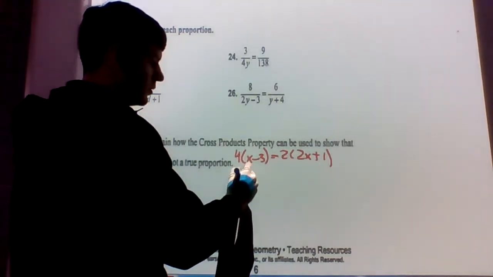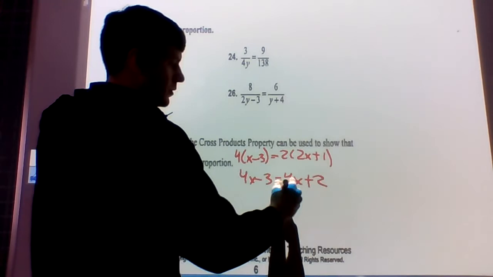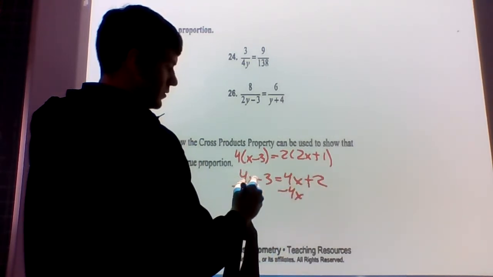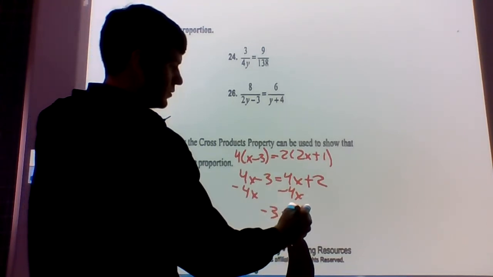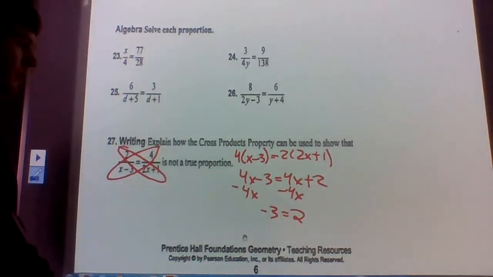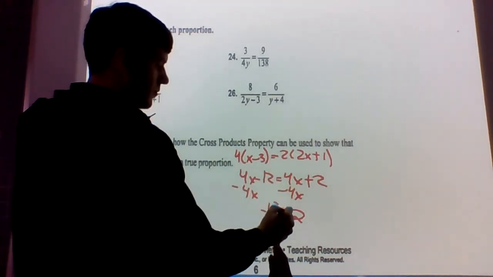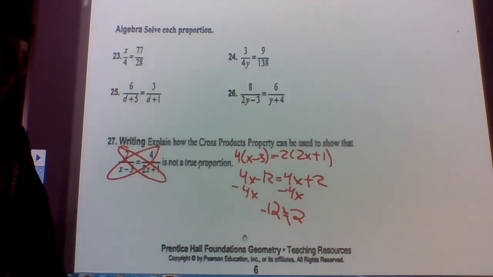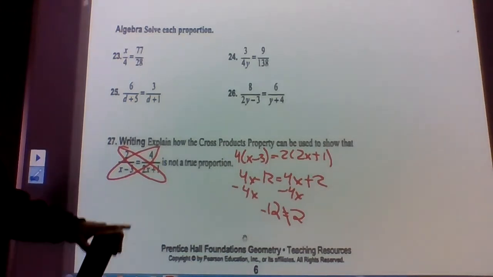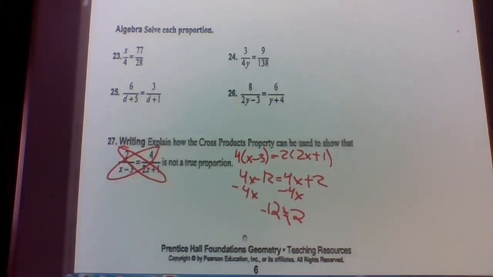If you distribute, you get 4x minus 12, and then you get 4x plus 2. When you subtract 4x from both sides, you get negative 12 equals 2. Okay, negative 12 does not equal 2. So since they're not equal, we know that these two ratios are not equal, and since the ratios are not equal, it's not going to be a proportion.